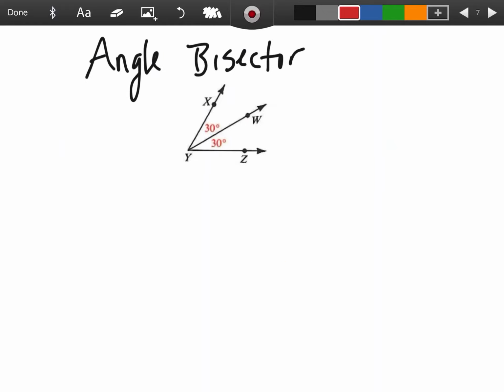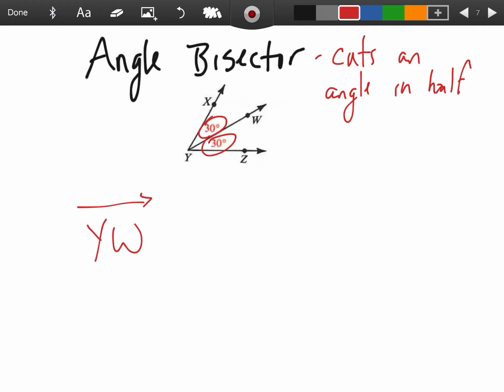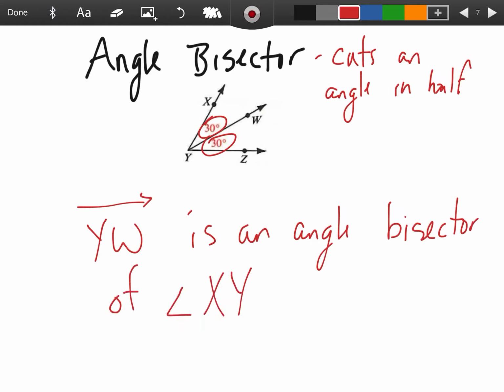Finally, on our last slide here, we have an angle bisector. Well, a segment bisector, we know, passes through the midpoint of that segment, so it cuts that segment in half. Well, an angle bisector does the same thing. It cuts an angle in half. All right, so in this case, we see ray YW clearly bisects angle XYZ because it cuts it into two equal parts. Okay, so ray YW is an angle bisector of angle XYZ. It cuts that big 60-degree angle in half into two 30-degree angles. So ray YW is an angle bisector of angle XYZ.